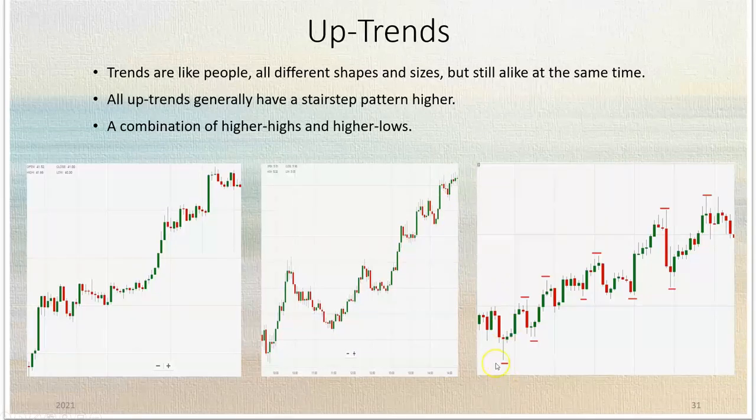Here you see an example of what I refer to as the higher highs and higher lows. So you have a low here, and you have a higher high than the previous high, then a higher low than the previous low. And again, higher high, higher low, higher high, higher low, higher high, low, high. Okay, these are characteristics of an uptrend.